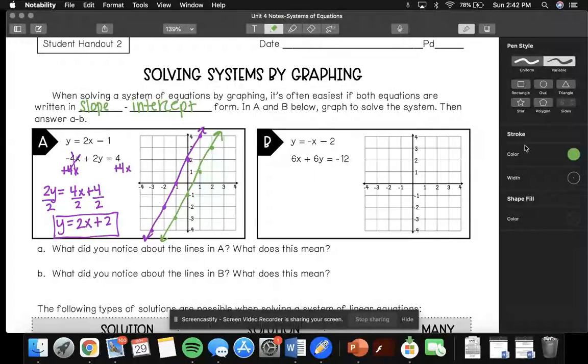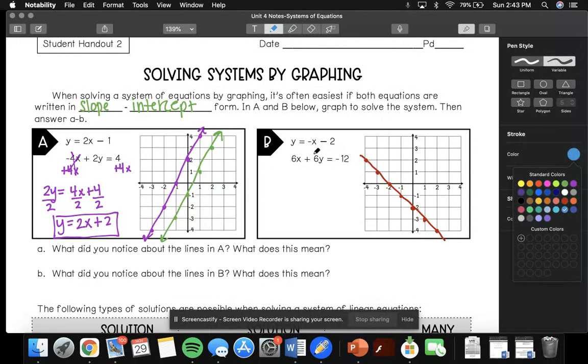Okay, graph B. y equals -x minus 2. So this one looks like it's ready to graph. Start at -2. The slope is -1. So we'll go down 1, right 1. Now I'll go backwards and connect it with a line.